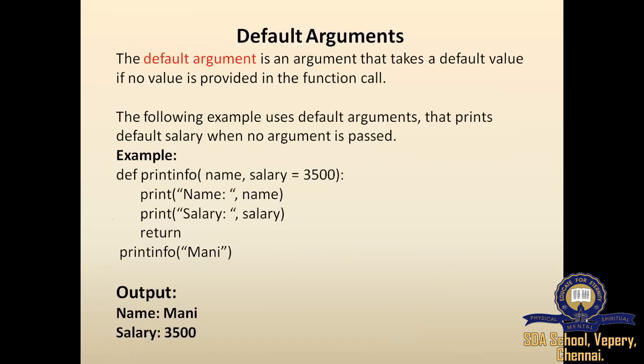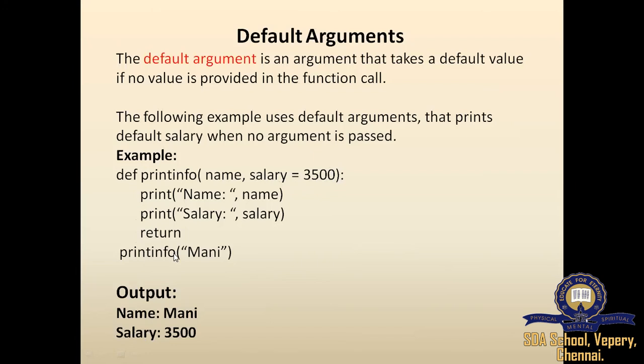Default arguments. Now, what is a default argument? An argument that takes a default value if no value is provided in the function call; we can call that a default argument. Here, I'm using the same function print info. And there are two parameters here. First parameter name is name. Second parameter name is salary. For the salary parameter, the value has been assumed. So salary becomes the default argument here.